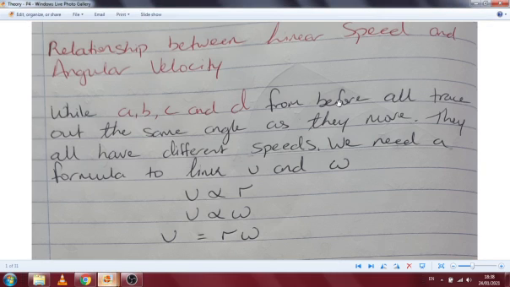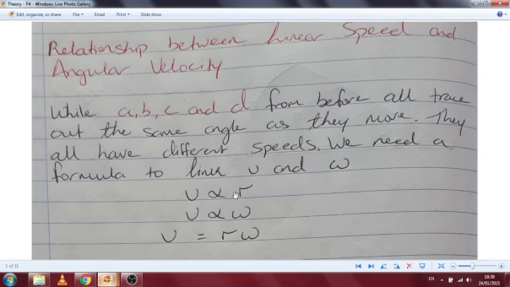This is the relationship between linear speed and angular velocity. If you do have something moving around, how can you get the linear speed from the angular velocity? How can you figure these out? In the previous diagram, A, B, C, and D all trace the same angle as they move, but they all have different speeds, as we discussed. So we need a formula to link velocity with angular velocity.